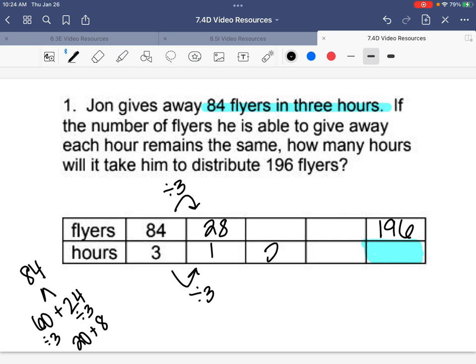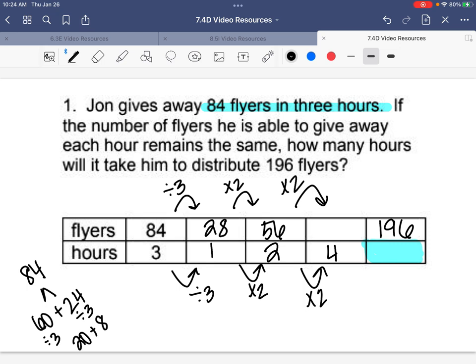So that means in 2 hours, I can scale up by 2. And John has done 56 flyers. So in 4 hours, again, I can double up. John has done 112. Well, that's still not enough. I need to get to 196.